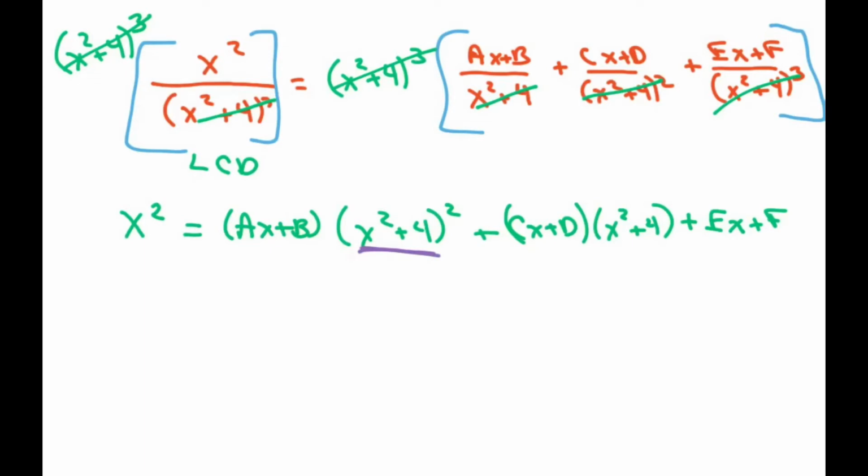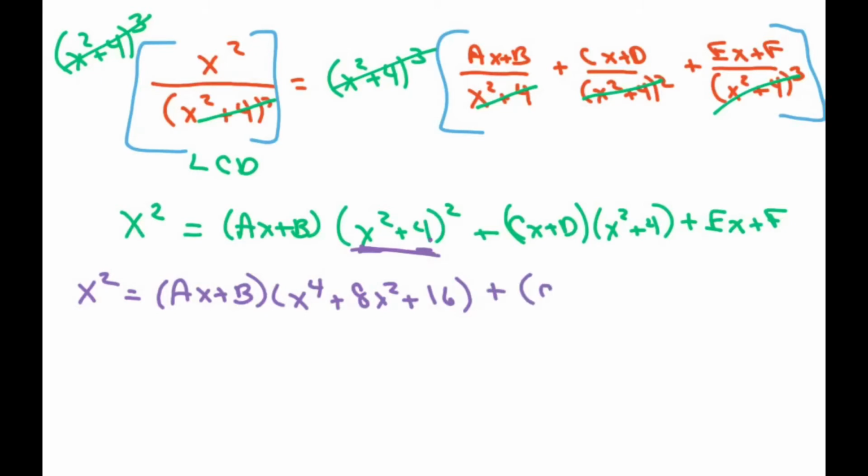And when you do that, you're going to get x squared equals ax plus b. So you square this number, you multiply these two, and then times 2, so that's 8x squared. Then you square the 4, and you get 16. And we can just go ahead and copy this down. Cx plus d times x squared plus 4 plus ex plus f.